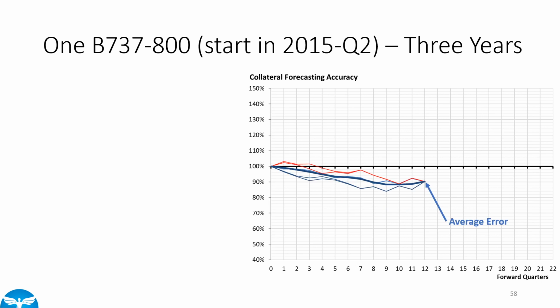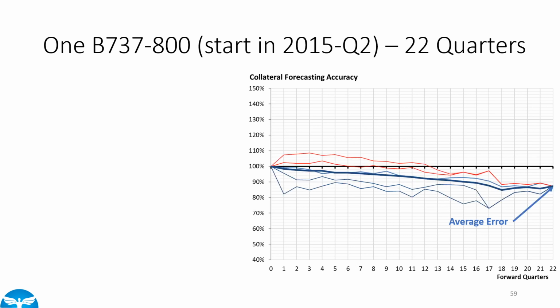And then we continue, into 3 years, 12 quarters. And then you have an average error that has built up here, where we have underpredicted the value a little bit, but we have some volatility around that prediction. And if we go the full horizon out at 22 quarters, you can see that there is quite a bit of dispersion. This was for one aircraft.